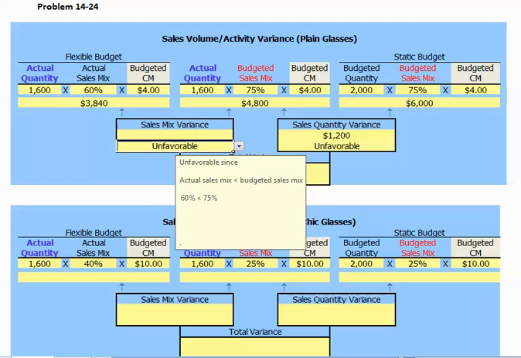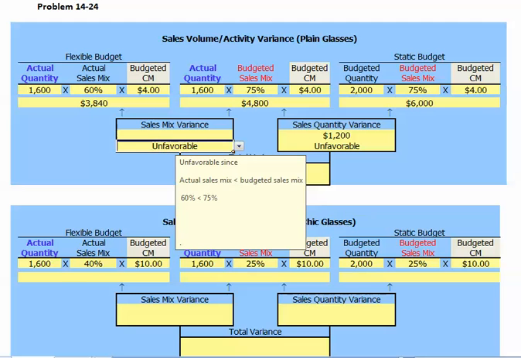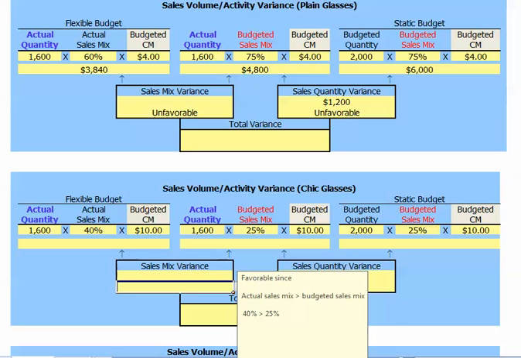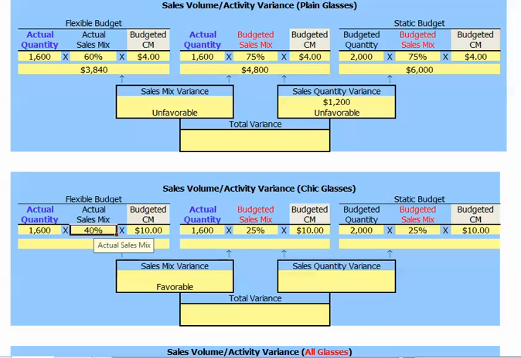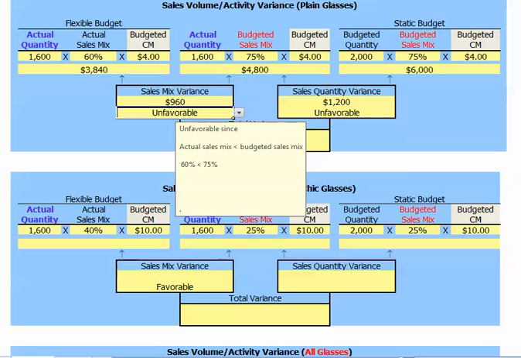And we would say it's unfavorable for the plain glasses because we had planned 75% of sales, but they only turned out to be 60% of sales. So we would have an unfavorable sales mix for our plain glasses. Again, that's going to mean, however, for our chic glasses, we will have what? A favorable variance, because the percentage for chic glasses turned out to be 40%, while we had only budgeted 25%. In terms of the amount for our sales mix variance, 4,800 minus the 3,840, we get a $960 unfavorable variance.